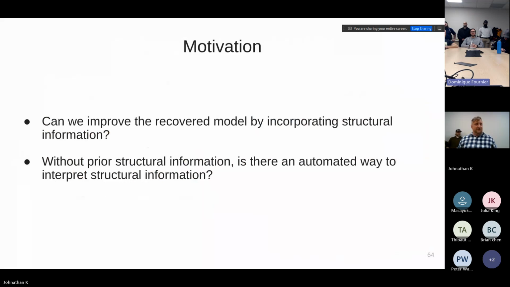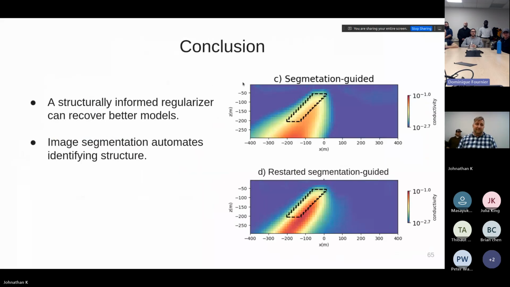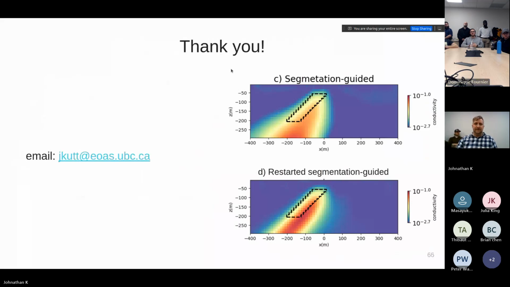So this brings me back to the motivation. Can we improve the recovered model by incorporating the structural information? And without that information, is there an automated way to interpret that structural information? And the answer is yes: a structurally informed regularizer gives us simpler models and better dip estimates. And image segmentation allows us to automate that by identifying the structure, what's happening early on in the inversion, and enforcing what the inversion is seeing right in the early steps. And that's all.